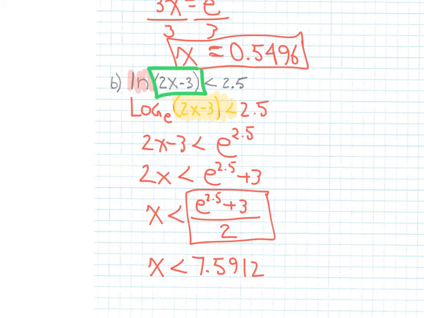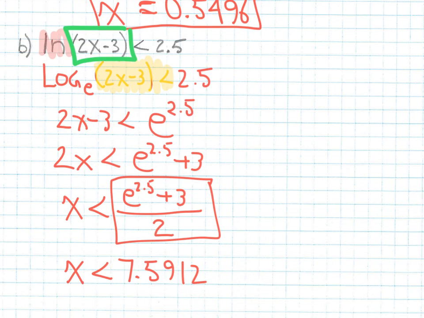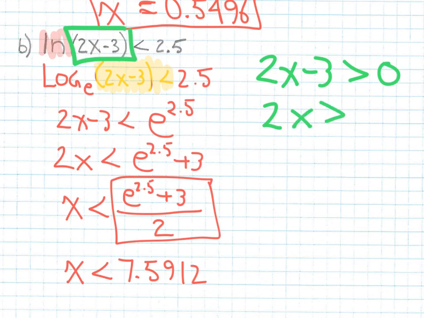Take our value in green there, write it over here. Remember, 2x minus 3 must be greater than 0. All right? So 2x must be greater than 3. X must be greater than 3 over 2.